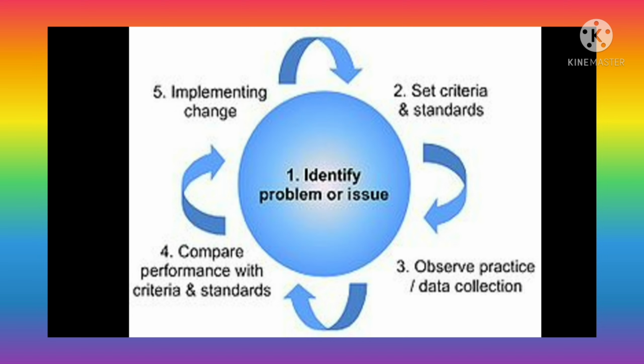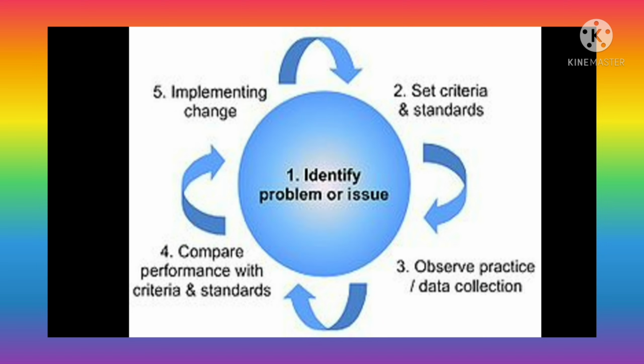Then after collecting all the data, using any of the retrospective or concurrent methods, we compare the performance with the criteria and standards that we have with us, either NABH or JCI or any other accrediting agency standards. Then implement and make a change in the area where we need improvement. Then again we identify the problem or issues, and then again set the criteria and standards. The cycle continues in the same way.